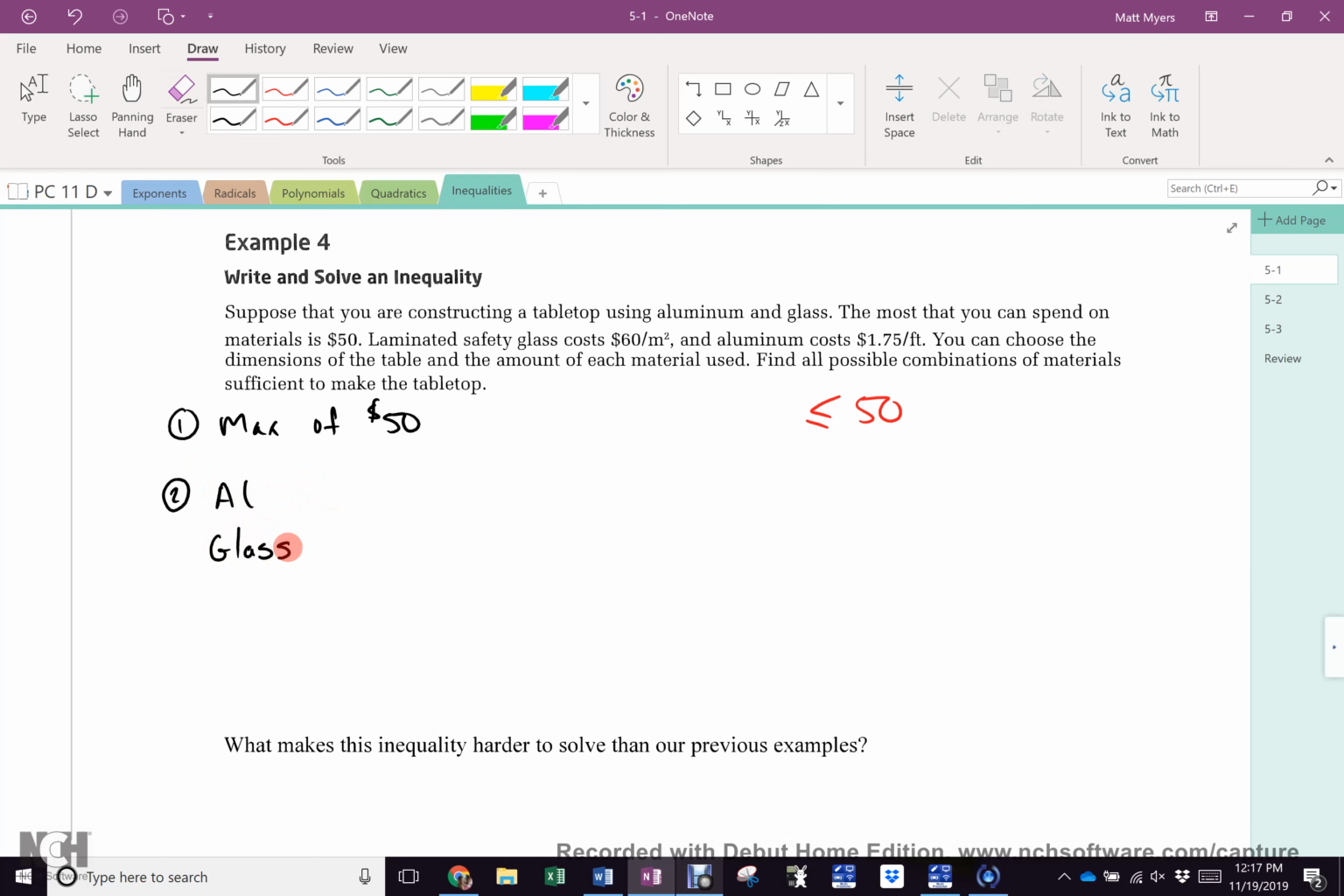Is this 50 a quantity of either aluminum or glass? It's the money, right? So what am I really counting here? Actual amounts of aluminum and glass or the cost of aluminum and glass? Cost. So what does this X become? It is not X. What is it? No, 60X, because we made our aluminum X. So 1.75X plus what?